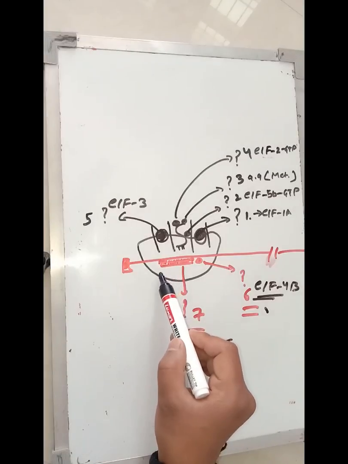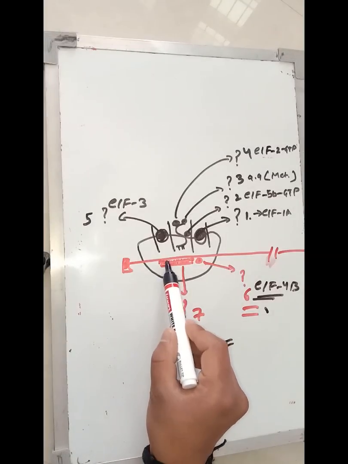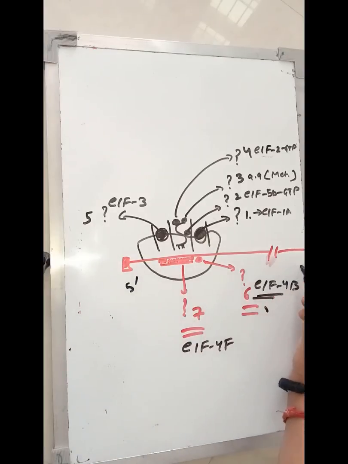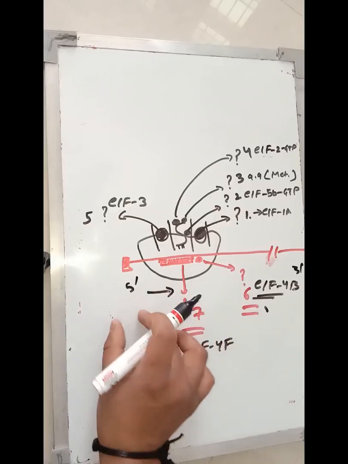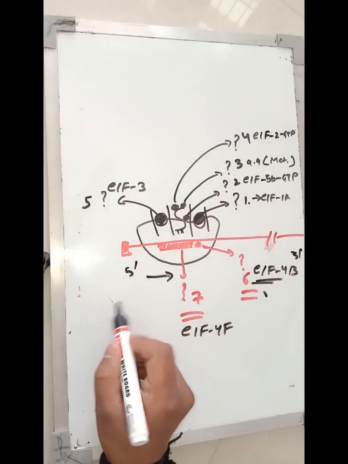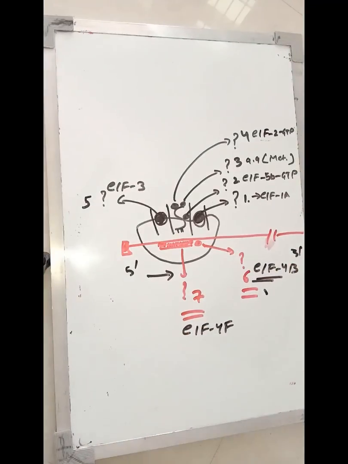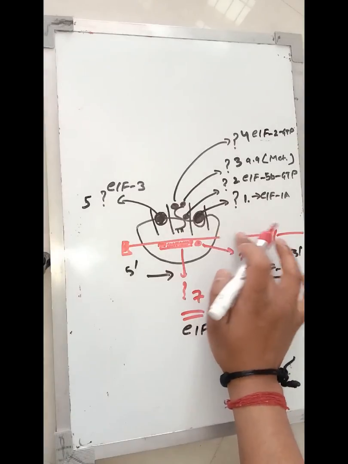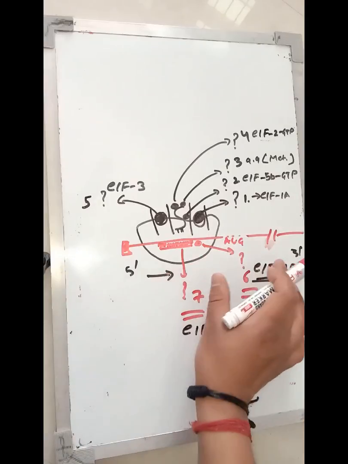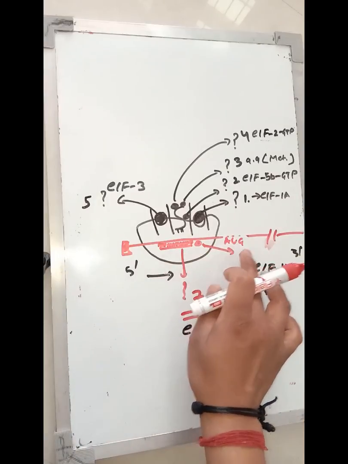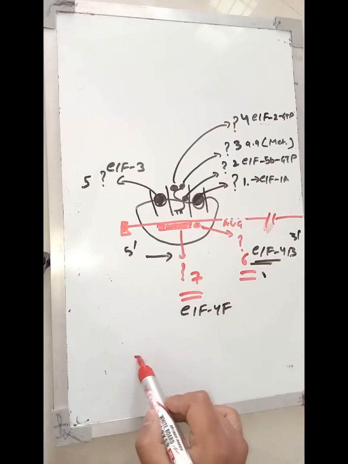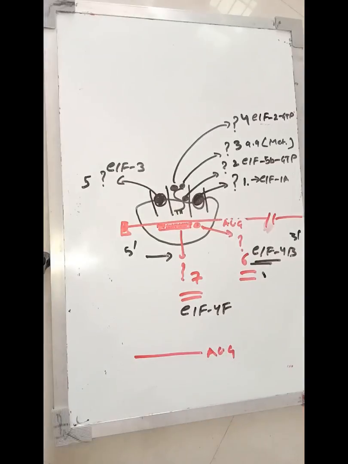Once this initiation complex binds with the mRNA, it starts moving from 5' to 3' direction. It moves in the 5 to 3 direction for scanning to find the start codon, which is AUG. Suppose here somewhere is AUG, the start codon. Now the complex will scan for this start codon.